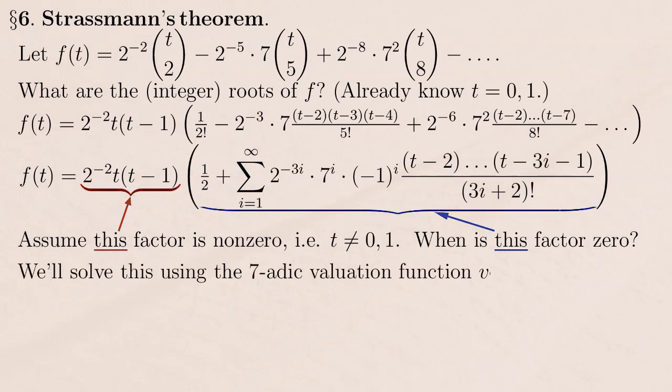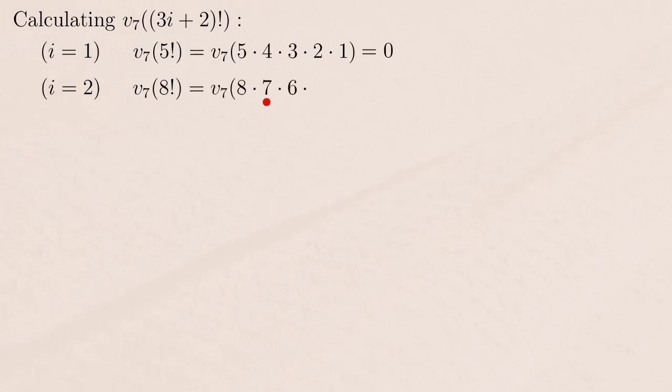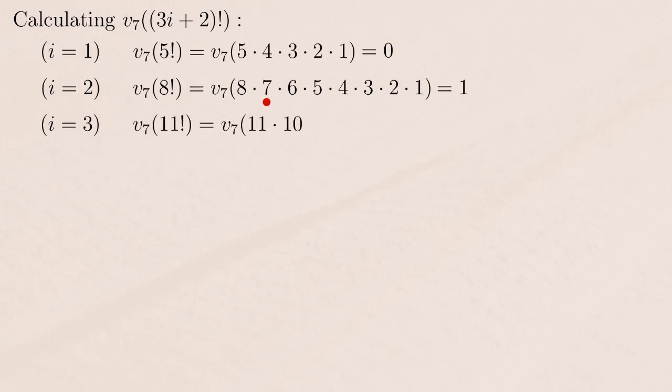We'll be using the 7-adic valuation function, v7, and we'll want to apply it to this big sum. So let's take a brief digression to calculate v7 of this factorial on the denominator. First, let me just write out a few small cases. When i equals 1, we're calculating v7 of 5 factorial, so 5 times 4 times 3 times 2 times 1, and there are 0 factors of 7 in there. When i equals 2, we're calculating v7 of 8 factorial, and there's 1 factor of 7 in there. When i equals 3, we're calculating v7 of 11 factorial, and again, there's 1 factor of 7 in there. So every multiple of 7 contributes to the 7-adic valuation.